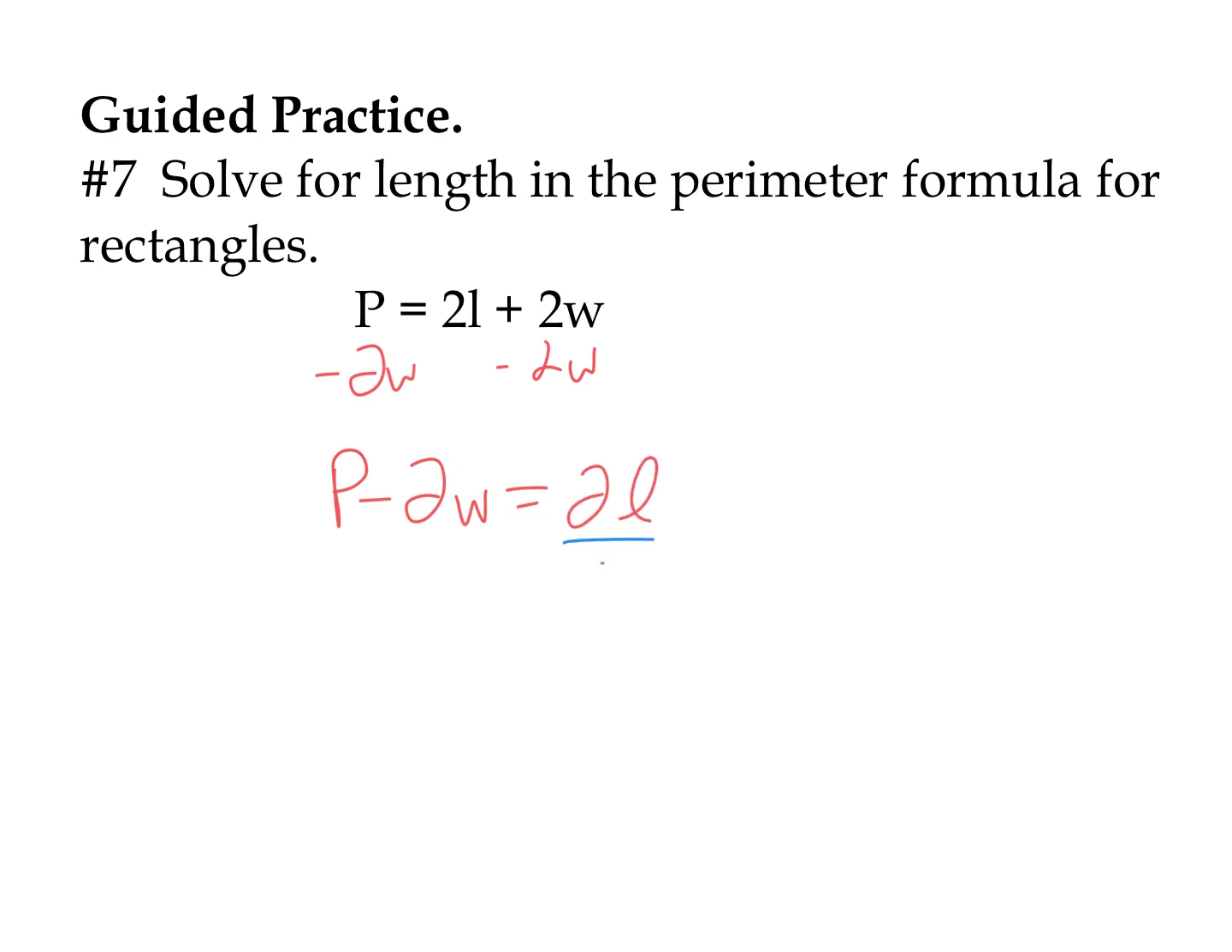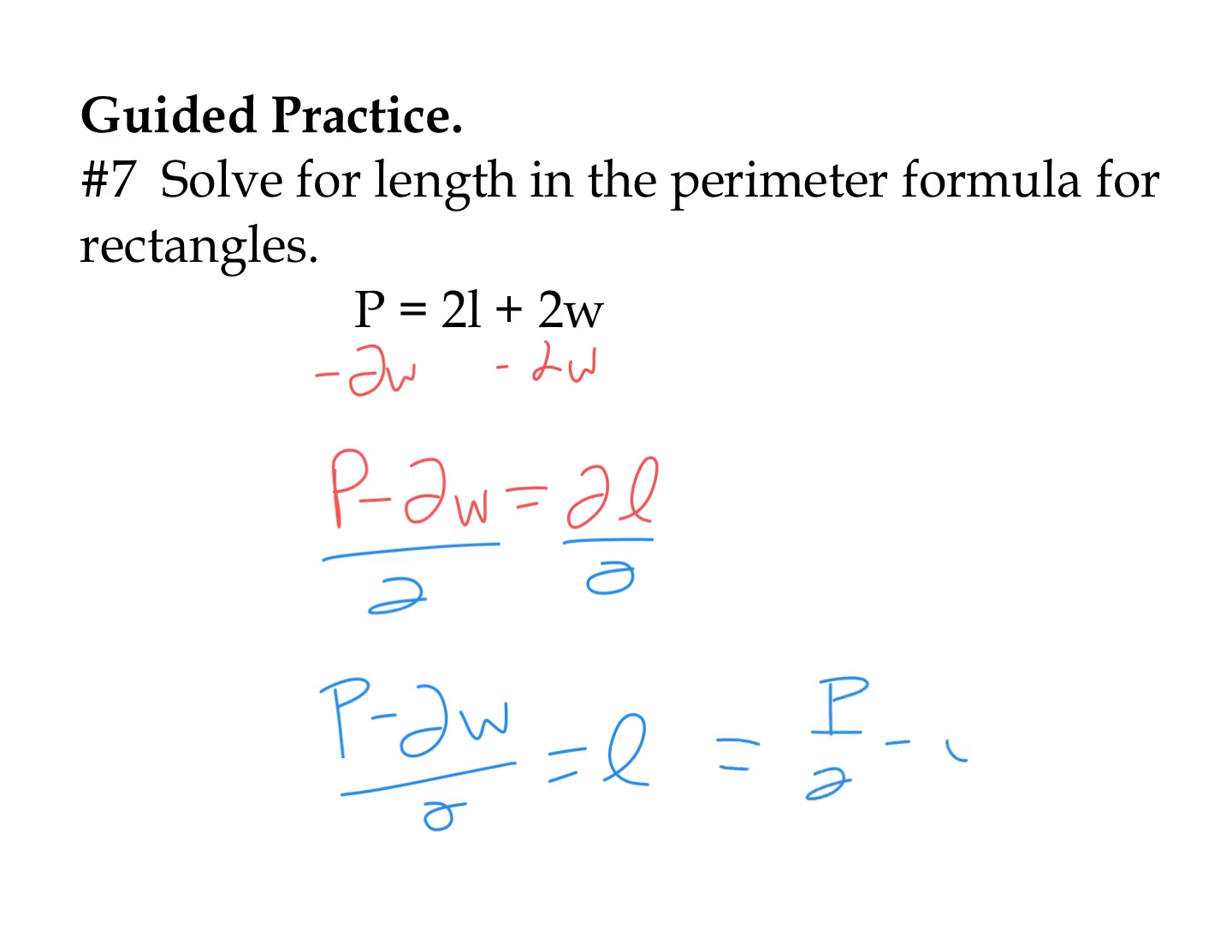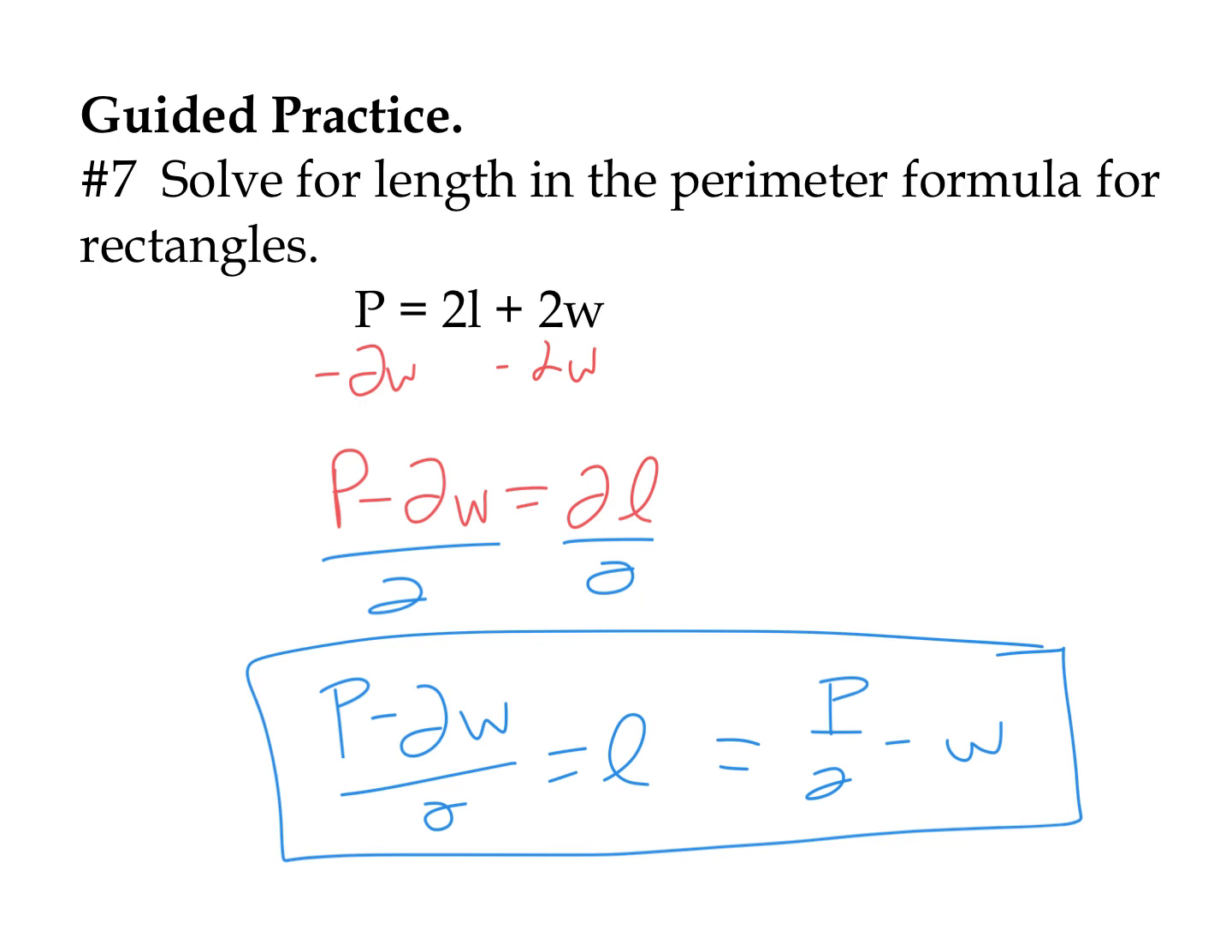Now I want to divide by 2 on both sides. So I have P minus 2W over 2 equals L. That could also be written as P over 2 minus W if you wanted to simplify. P over 2 is P over 2, and then the 2 over 2 would simplify to 1. Don't forget the negative sign, so negative 1W. Those are both the same thing. It doesn't matter which way you write it. Either one would be a proper solution for the length in terms of, in this case, perimeter and width.